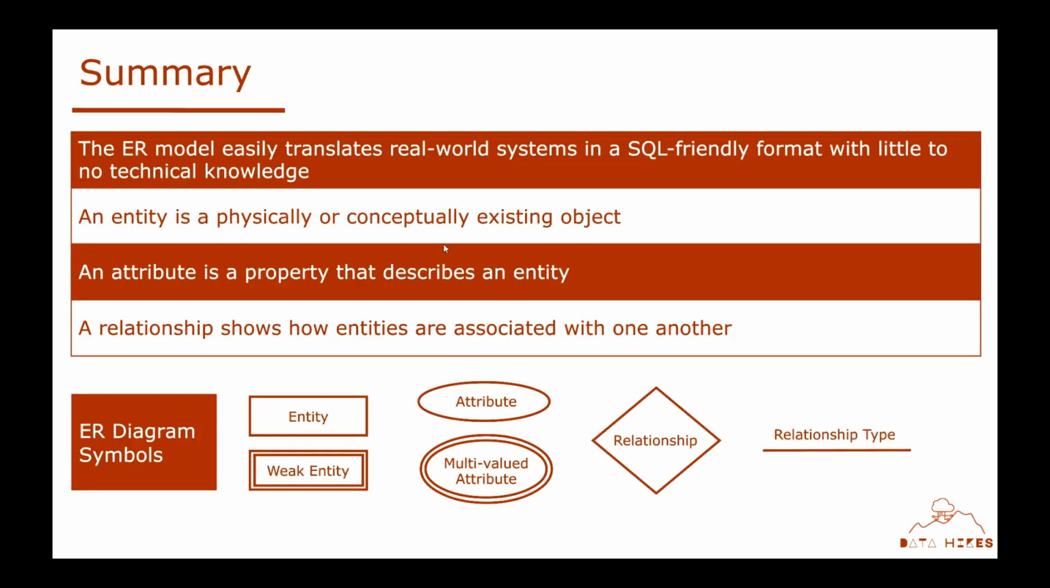In summary, we can say that the ER model easily translates real-world systems in a SQL-friendly format with little to no technical knowledge. An entity is a physically or conceptually existing object. An attribute is a property that describes an entity. A relationship shows us how entities are associated with each other. And again, we have the various examples of symbols that we came across when we learned ER diagrams.